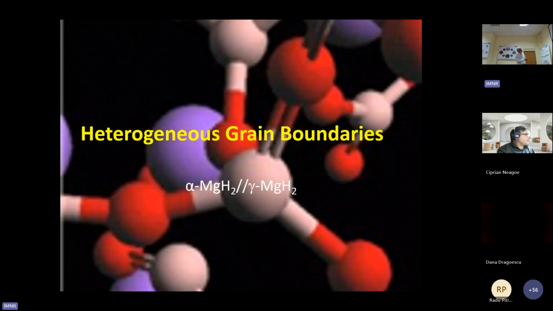These were homogeneous grain boundaries, which means the same material, but just because of the different orientation of the grains. Here we have two different interfaces of two different structures, which we saw that they appear in the experiment.